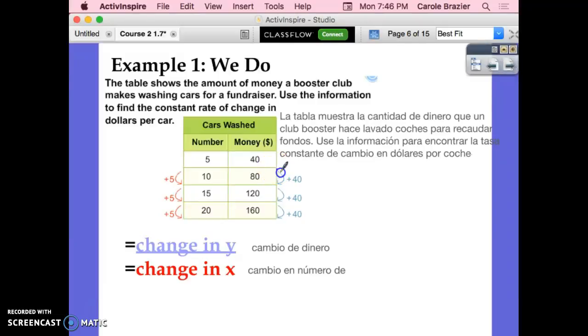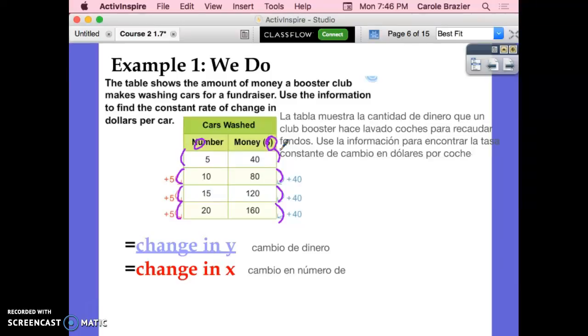So as you see, it went plus 40, plus 40, plus 40. Just to double check, I'm going to go backwards. I would get 40, because 0 plus 40 is 40. This one is adding 5. So if I went backwards, I would get 0. So it does go through 0, 0.